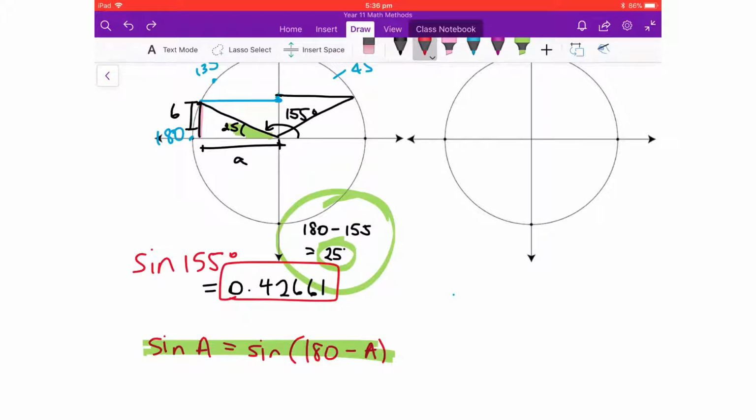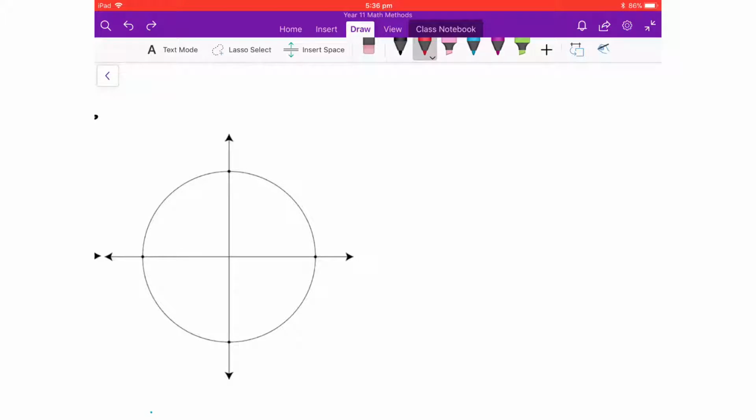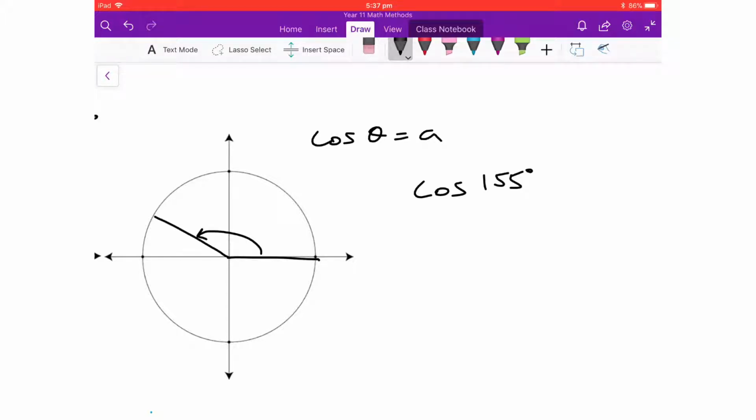So let's take that same idea and apply it to cosine. Remember, cosine is equal to our value of A, or our x-axis. I'm going to use the same value, so let's see if we can find cosine 155. I'm going to create that angle. So this is 0, I'm going to go across to about 155, and find whatever's missing. We worked out that the missing bit was 25. I'm going to draw my line down.